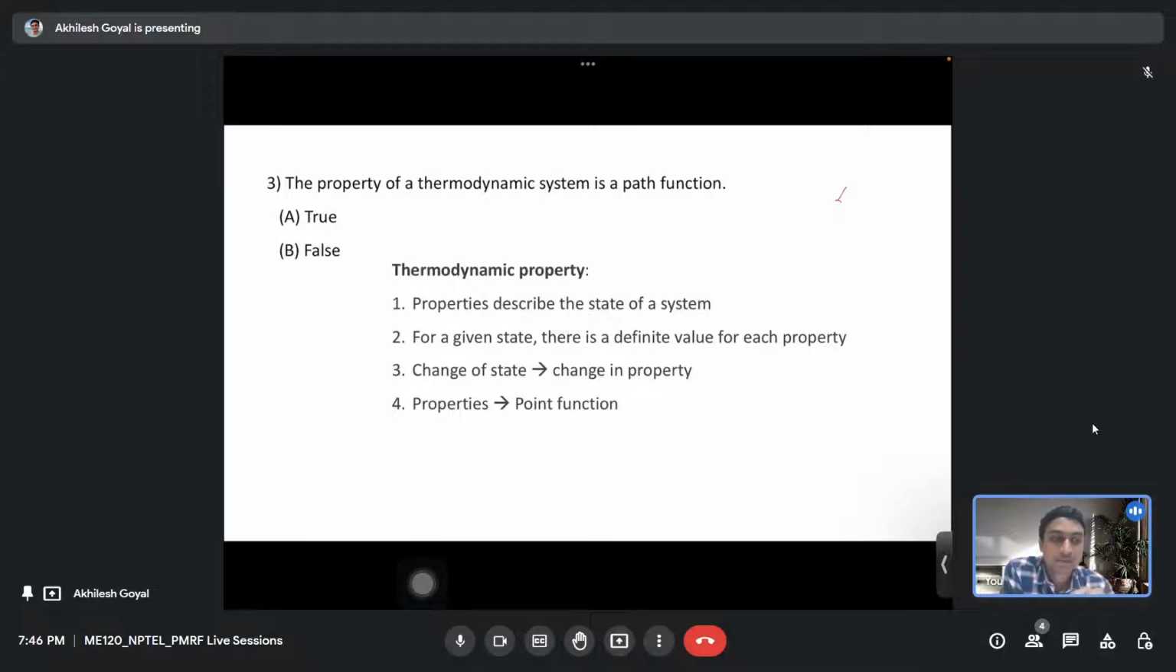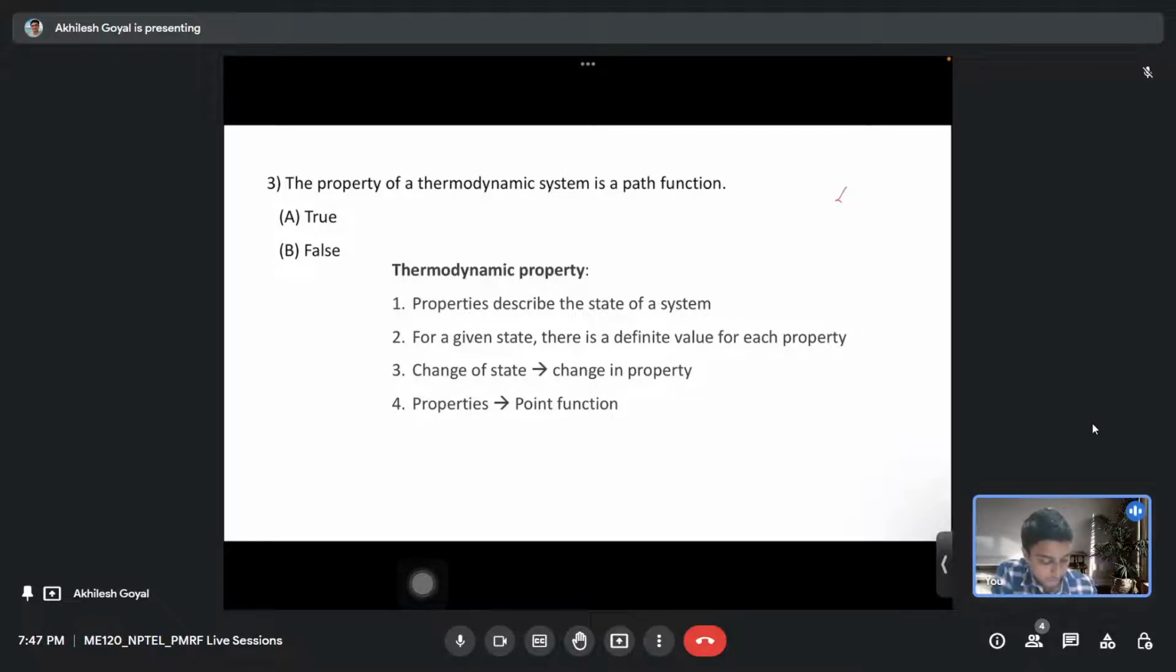Thermodynamic properties are used to describe the state of a system. How can you describe the state of a system? Like what is the pressure, what is the temperature, what is the volume at that particular point, and what is the energy. All those parameters and characteristics are called properties. For a given state, these properties have a definite value, and if a state is changing, the property is also changing, and these properties are point functions.